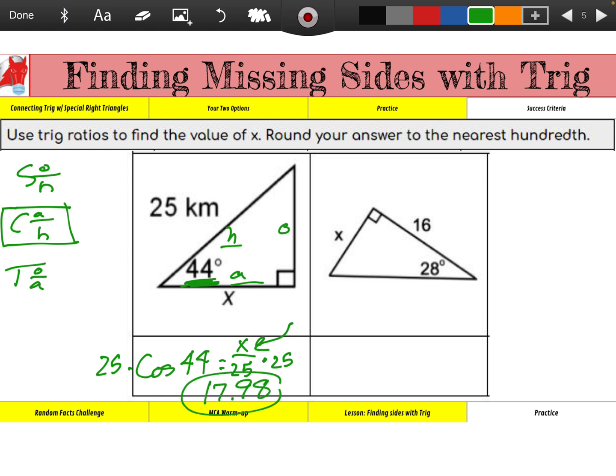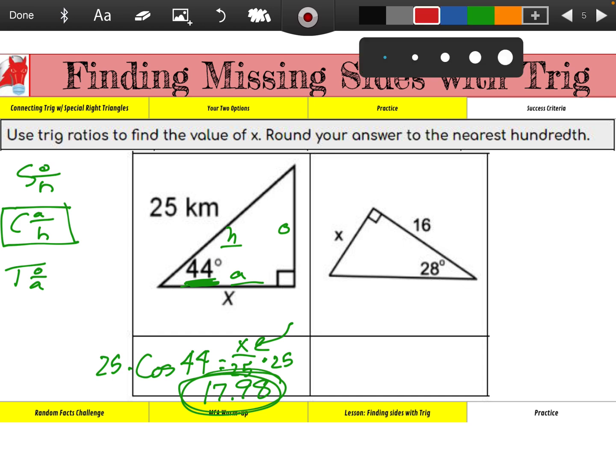17.98. I guess I should use some units here too, right? Go kilometers, right? Use our reference if we need to. If not, don't worry about it.